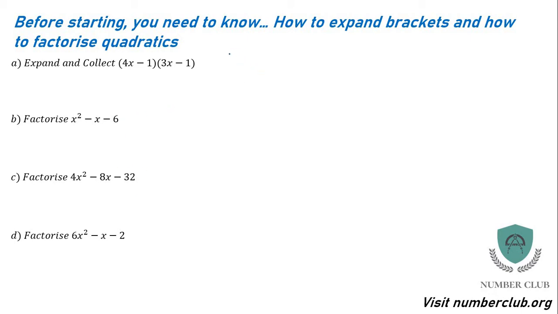So to do this, we've got 4x lots of 3x minus 1, minus 1 lot of 3x minus 1. And so you get 12x squared minus 4x minus 3x plus 1. So you've got an expansion there to get 12x squared, an expansion there to get negative 4x, an expansion there to get negative 3x, and an expansion there, negative 1 times negative 1, which is positive 1. And so you'll end up with 12x squared minus 7x plus 1. Hopefully you got that too.